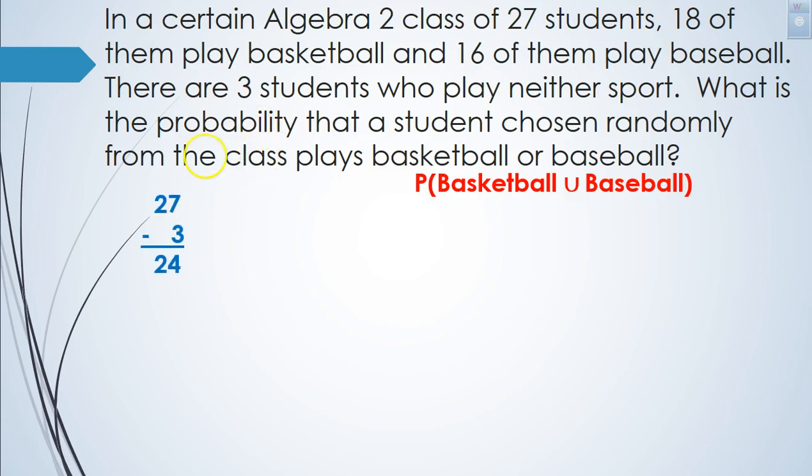So we're going to subtract the 3 from the 27 again, because 3 students didn't play a sport at all. So that gives us 24 that played a sport of the 27. Then we want to know how many total played one or the other. So we're going to do the 18 plus the 16 again. That's going to give us 34.